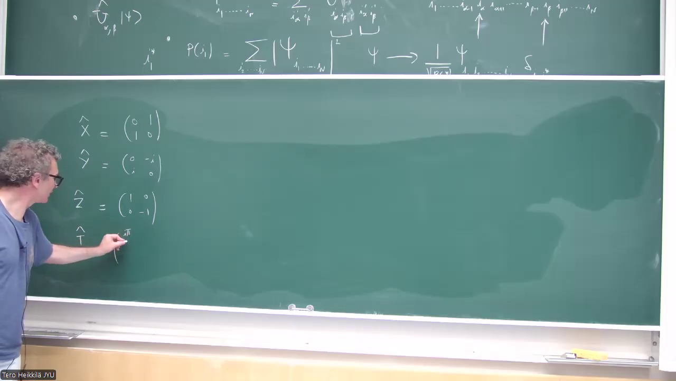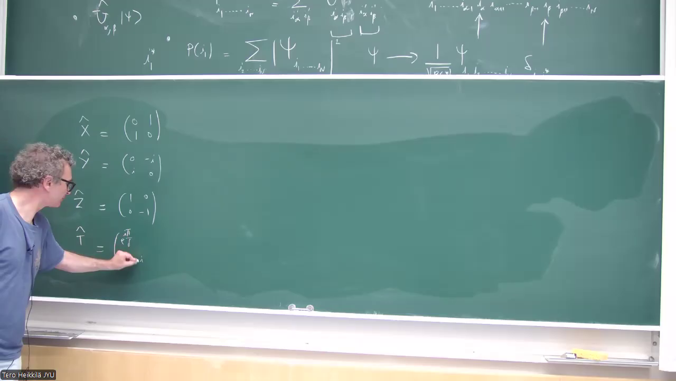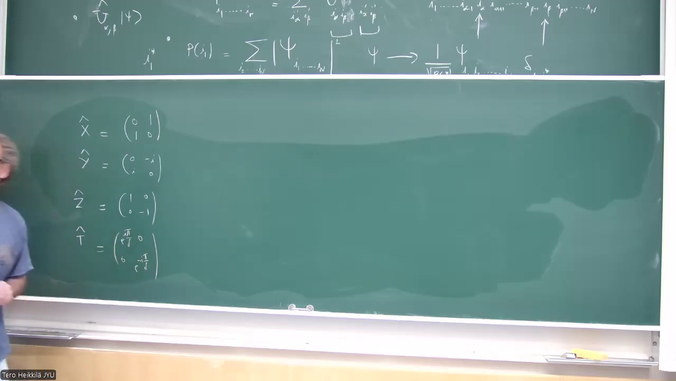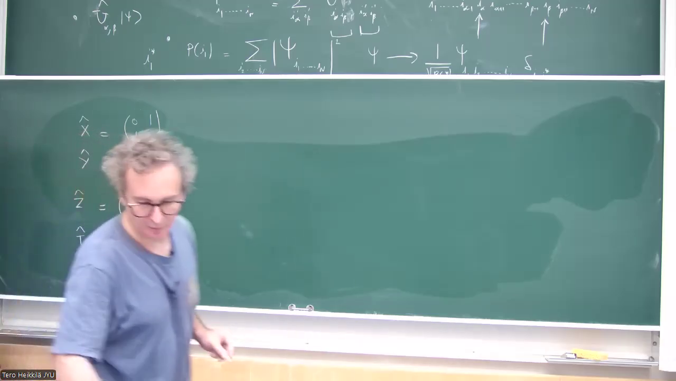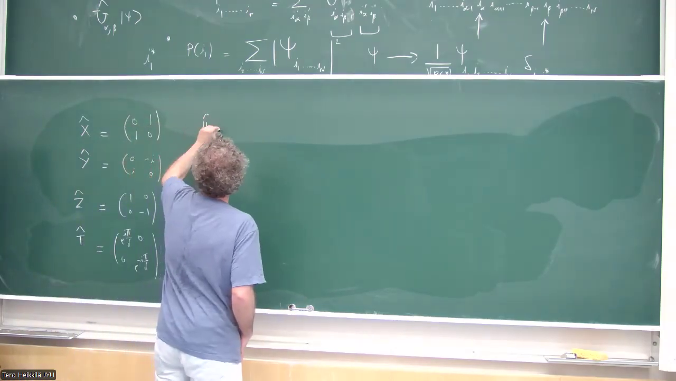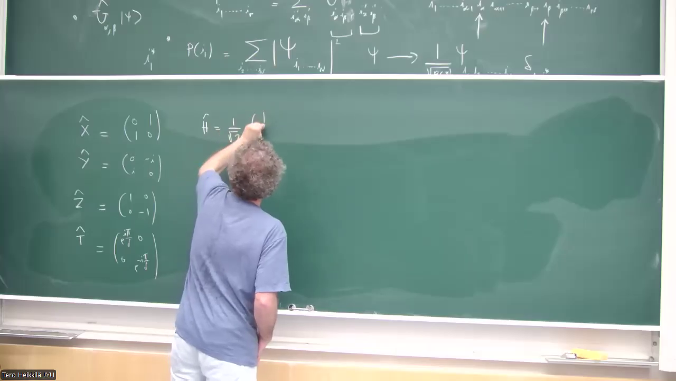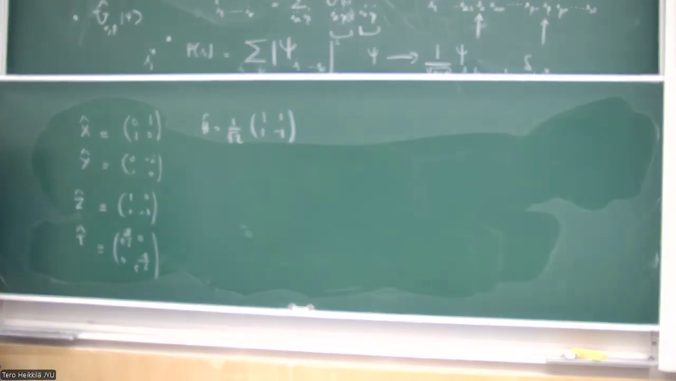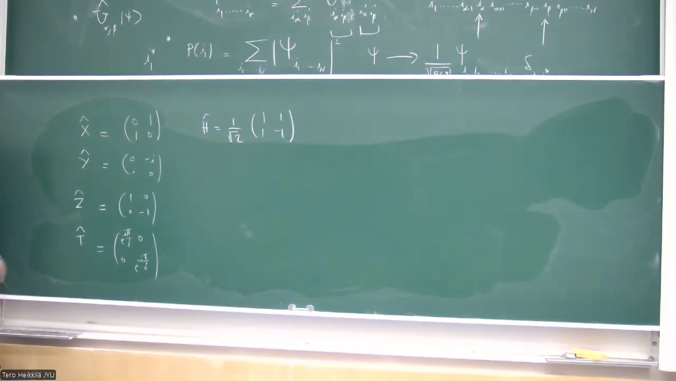Just a rotation of pi over 4 around the z-axis. And one more, which is Hadamard. It essentially exchanges the axes, the eigenstates of the z operator with the eigenstates of the x operator. It's a possible choice. Actually, you don't need that many. I think if you have only these 2, Hadamard and T, you can generate pretty much everything.